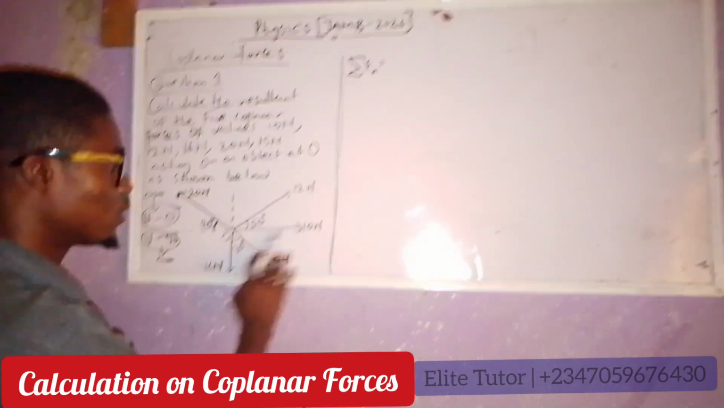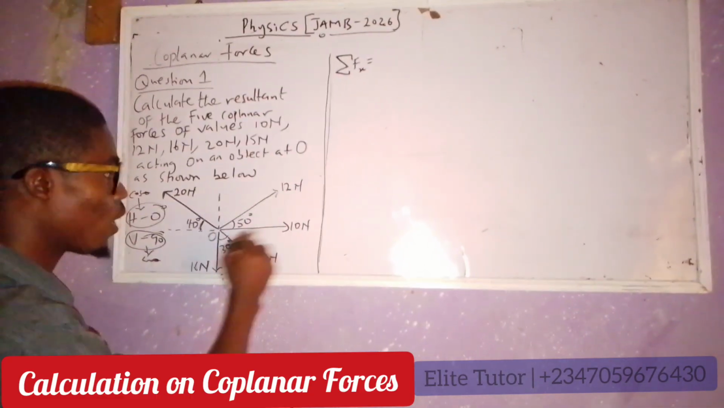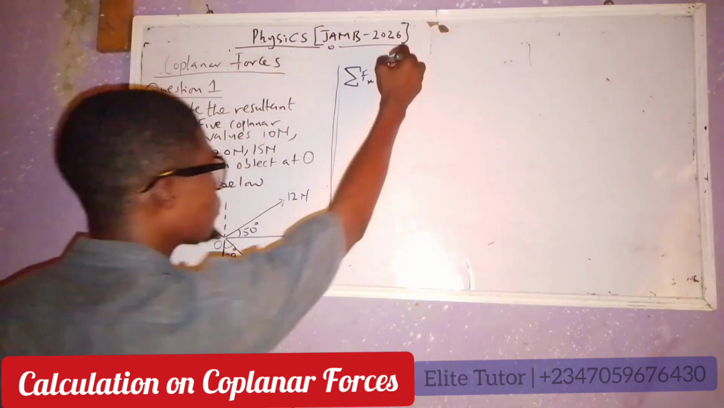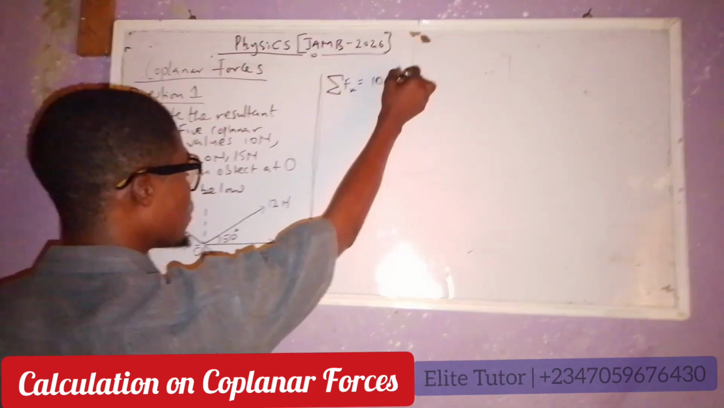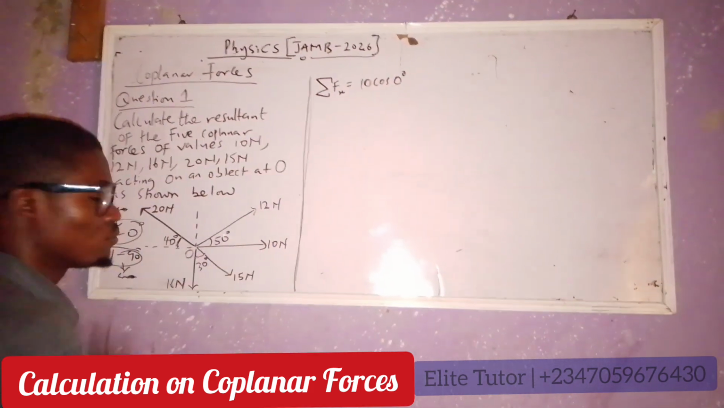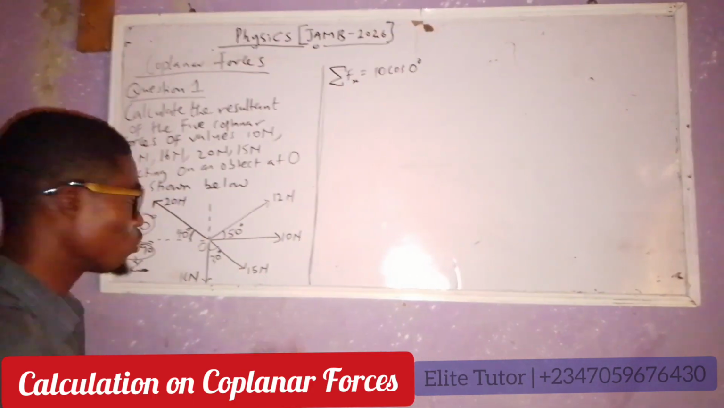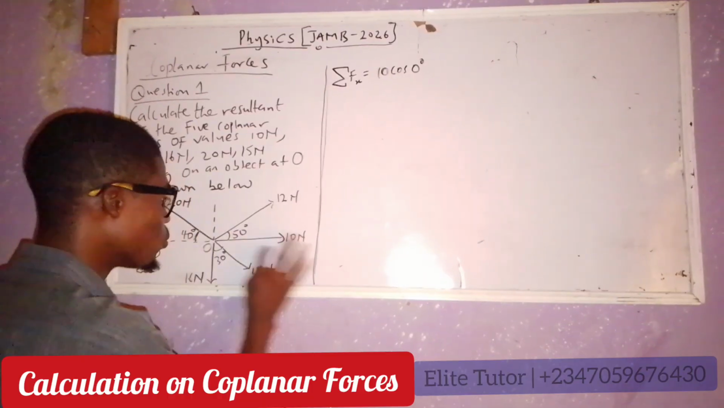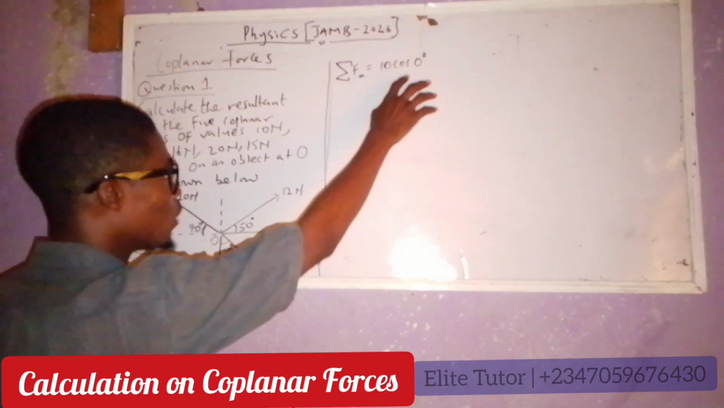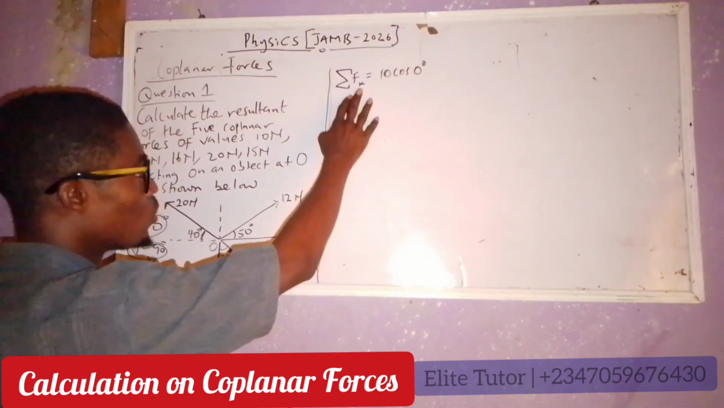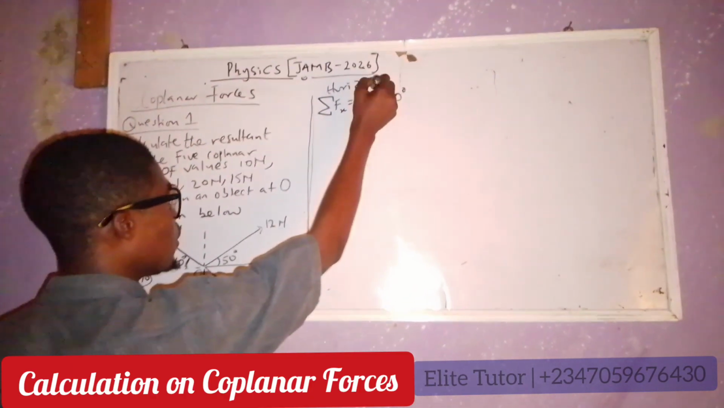Now let me apply all these conditions I've stated. Starting from the east, anti-clockwise, like I said, we are having 10 here. The component for this side is going to be 10 cos 0 degrees. I told you that anything that is a straight line, horizontal like this, the angle you use is 0 degrees. So I'm going to be using 10 cos 0 degrees. Remember we are dealing with horizontal components. Don't forget, horizontal component.